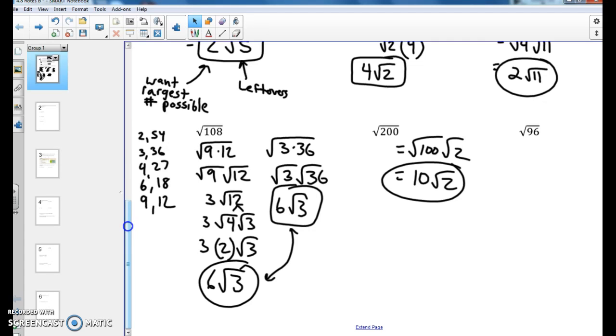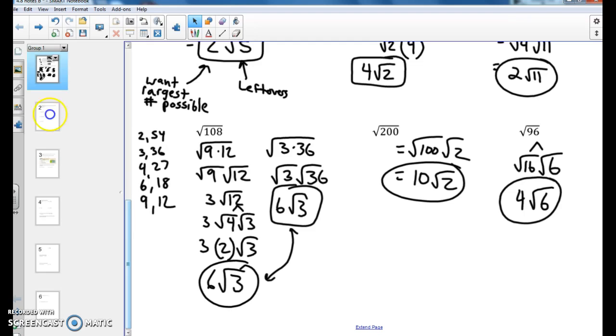Break this down again. A lot of options here. I'm going to choose 16 and 6 because 16 is a perfect square. So that gives me 4 times the square root of 6. Can we break 6 down at all? Well, we could break it down to 3 and 2, but that's not going to do anything for us because neither of those are perfect squares. So we can just leave our answer as 4 times the square root of 6.